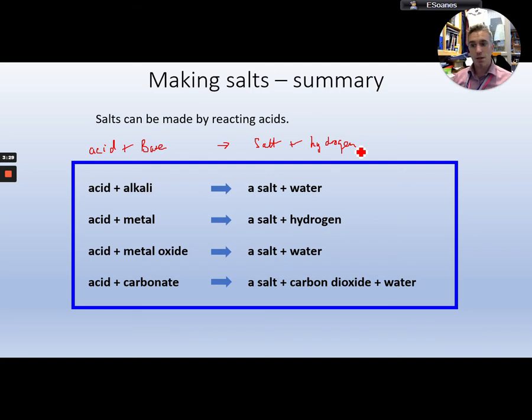Acid plus alkali goes to salt and water. Acid plus metal goes to salt and hydrogen. Acid plus metal oxide goes to salt and water. And acid and metal carbonate goes to salt, carbon dioxide and water. And I think in the next lesson we'll do a little experiment with these ones. But that's just a really good cheat sheet.